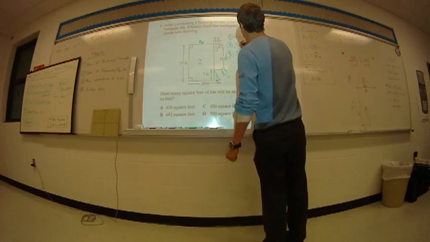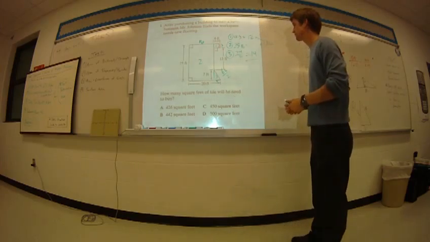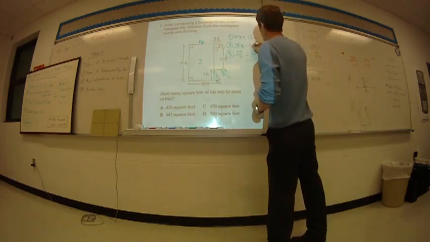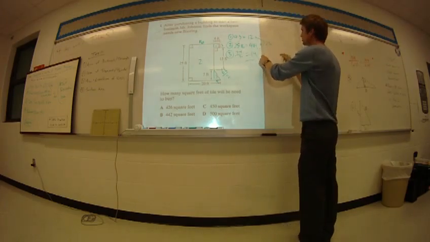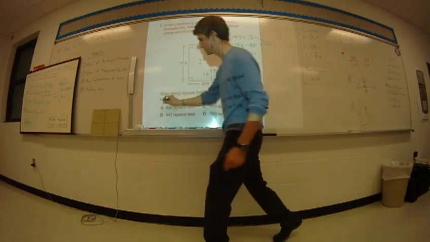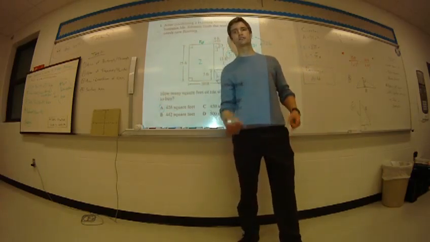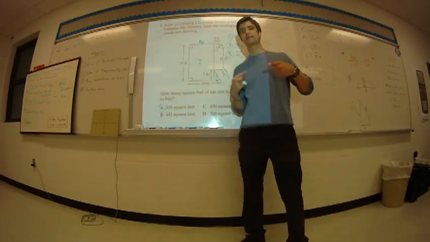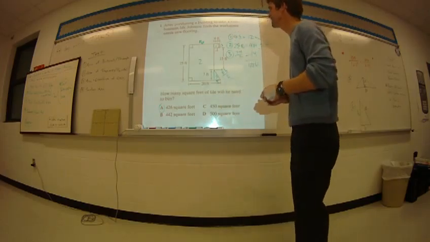Alright, so 25 times 16 is a little tougher. 25 times 16, that's going to be 400. So 400 plus 26 is 426. Therefore, our answer is A. So good job if you did it right, because I just did it wrong. Alright, let's look at the next one.